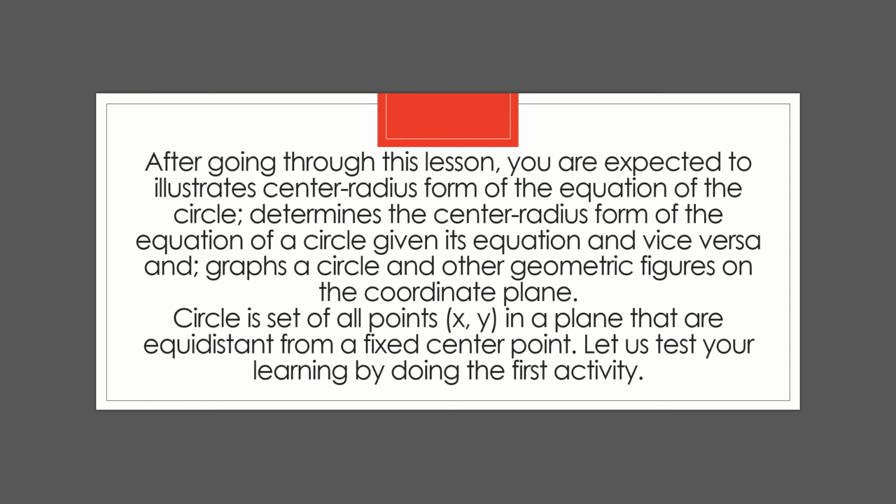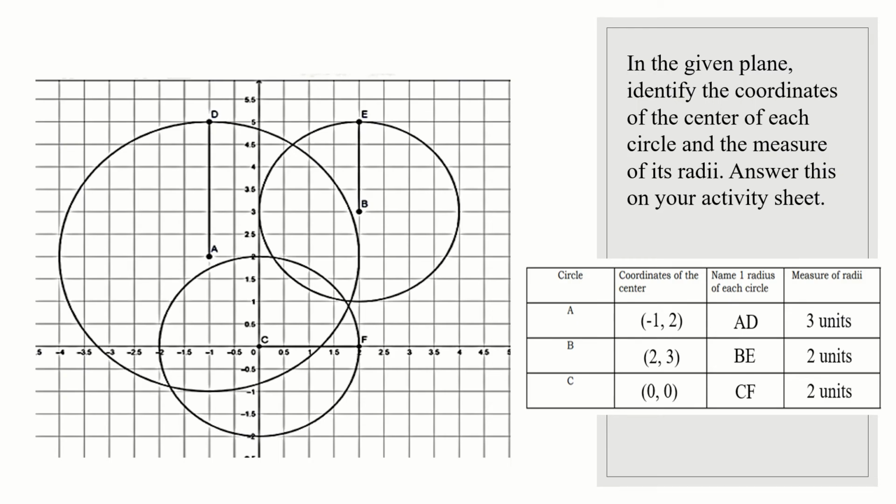Let us test your learning by doing the first activity. In the given plane, identify the coordinates of the center of each circle and the measure of its radii. Answer this on your activity sheet. Now, remember that the name of the circle is the center of the circle. So therefore, this bigger circle is called circle A. This second circle is called circle B. And the last circle below is called circle C.